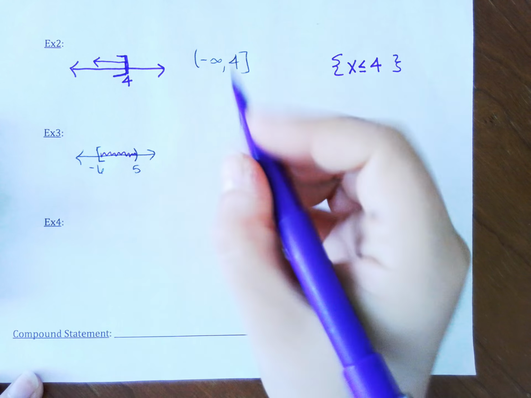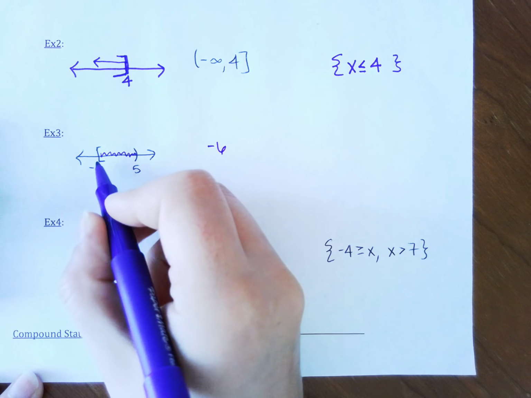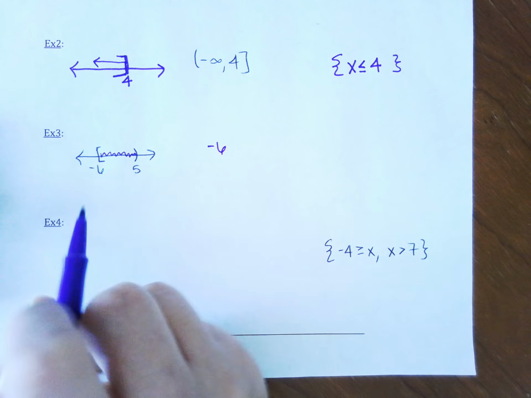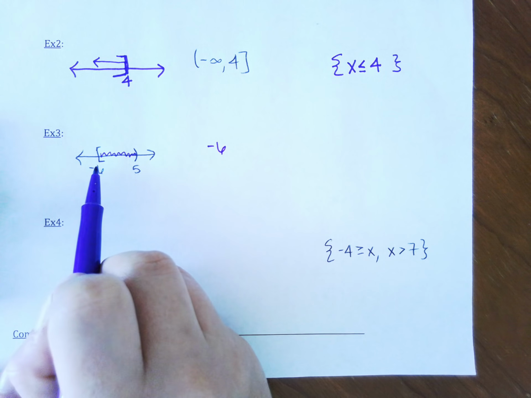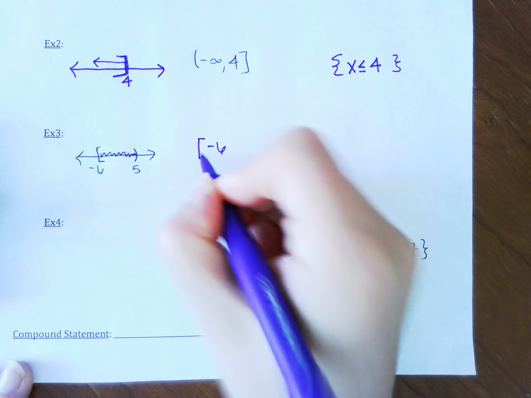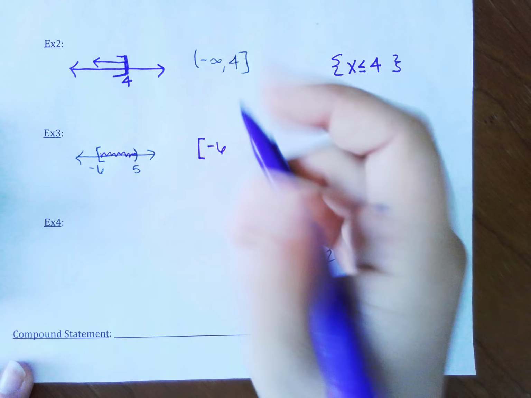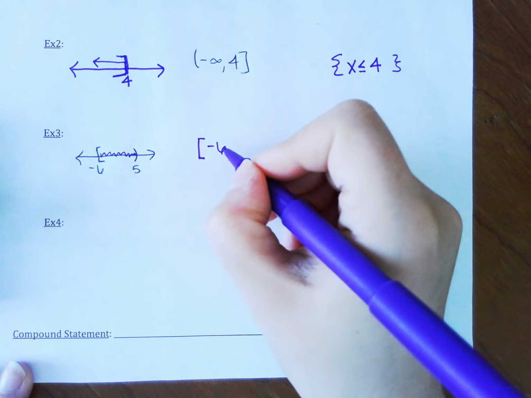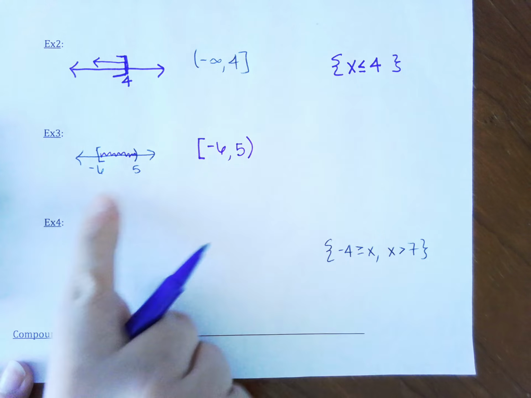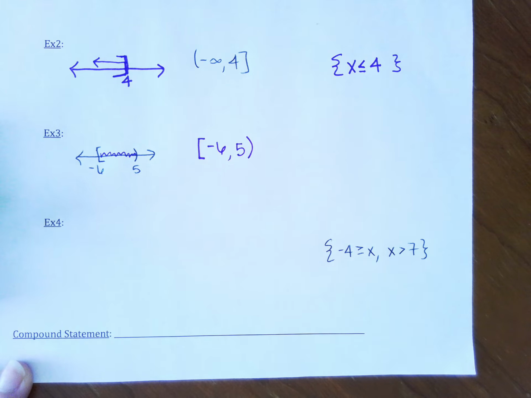So our leftmost point is -6, and since our number line actually has a closed bracket, meaning it's included, we're going to use a closed bracket for our interval notation. And then we go up to our right endpoint, which is at 5. And again, you can kind of see it in our picture. It's an open bracket, meaning it's excluded in our set.